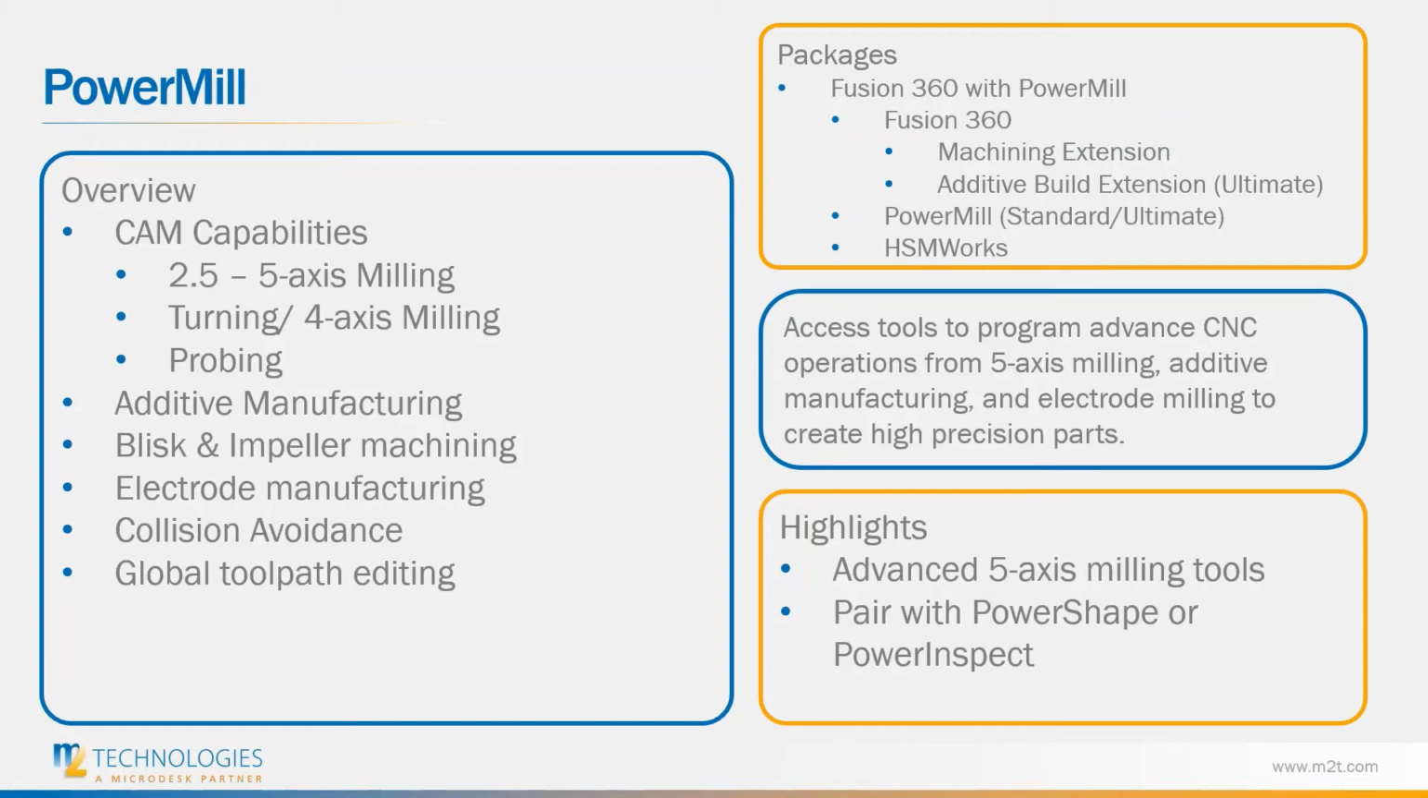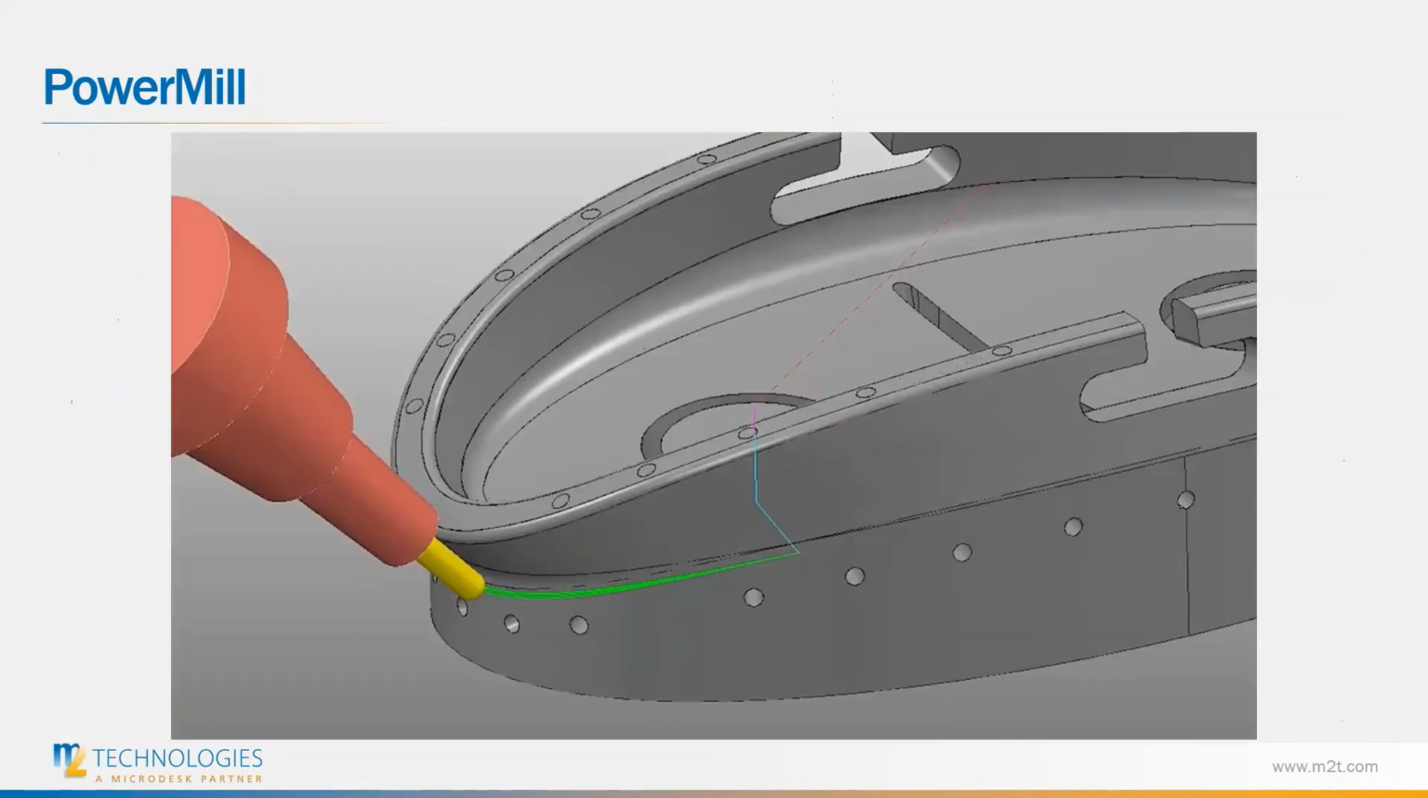So access to tools to program advanced CNC operations from 5-axis milling, additive manufacturing, and electrode milling allows you to create high precision parts. The highlights to this product really are its advanced 5-axis milling capabilities, as well as its ability to pair with PowerShape and PowerInspect to get even more capabilities. And here we have another video to highlight some of the tools for the 5-axis milling within PowerMill.